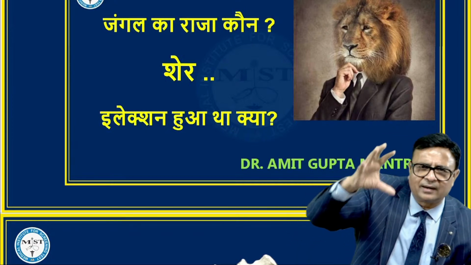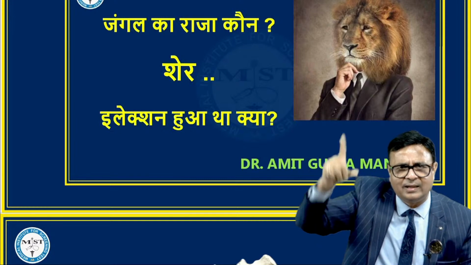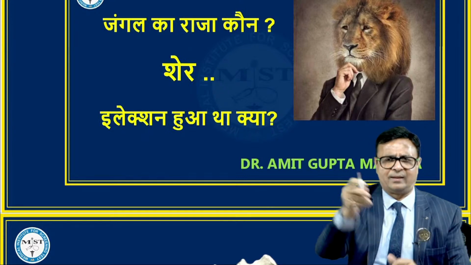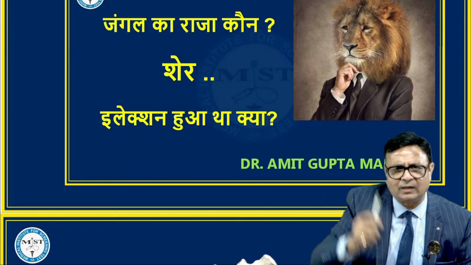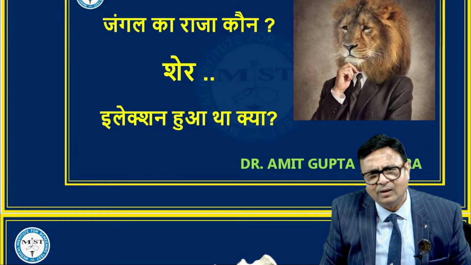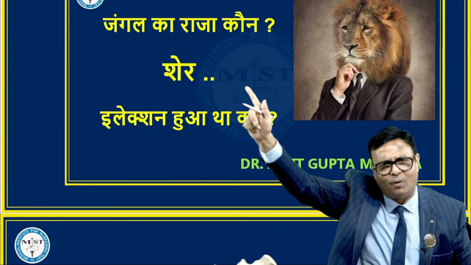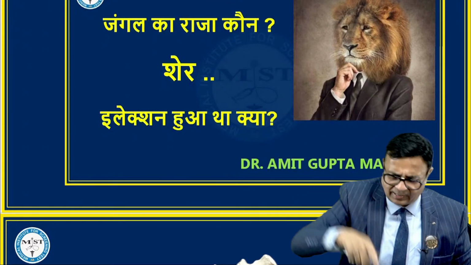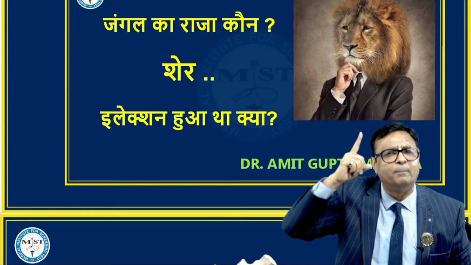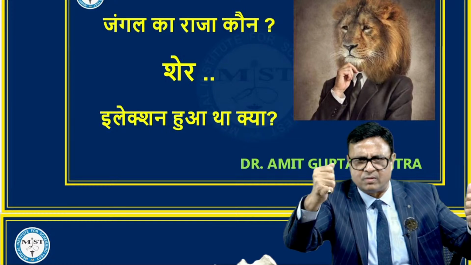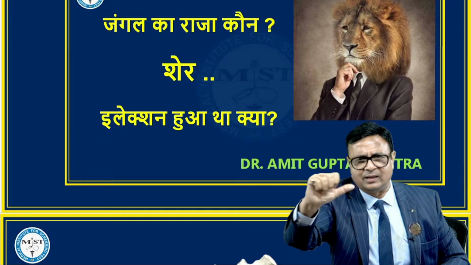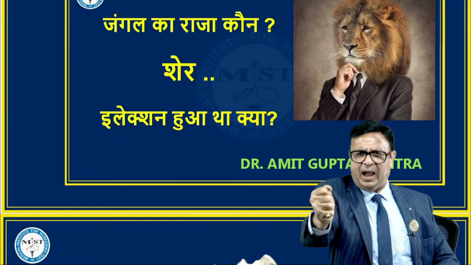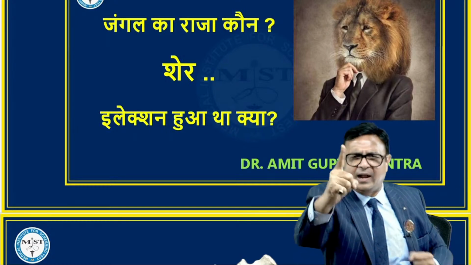Was any election conducted in the forest and the lion declared the king of the forest, the emperor of the forest? Who said, lion, that you are the king of the forest? No, there was never any election in the forest. The lion is the king of the forest because the lion believes that he is the king of the forest. No election, no EVM machine made the lion the king of the forest.